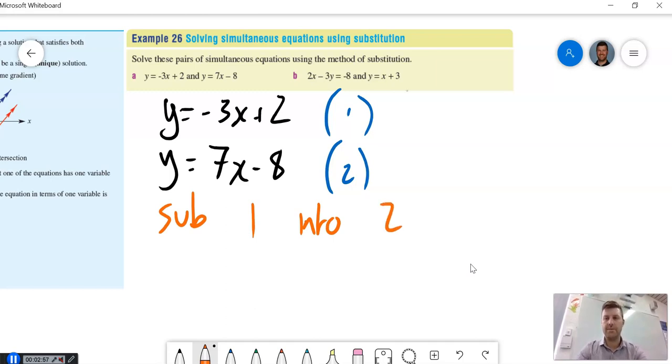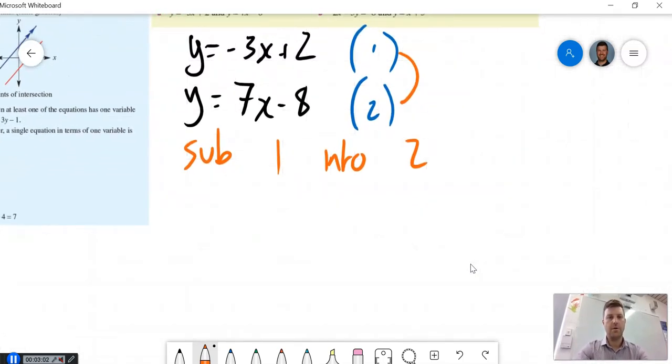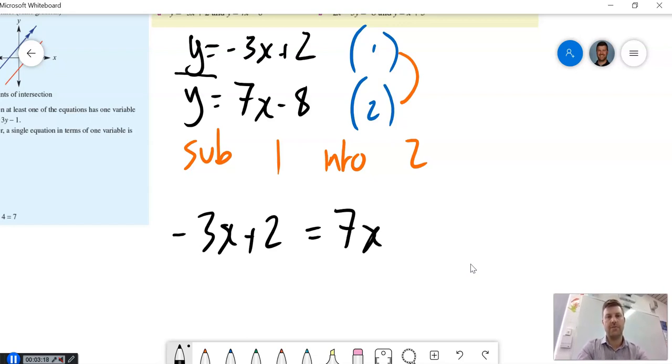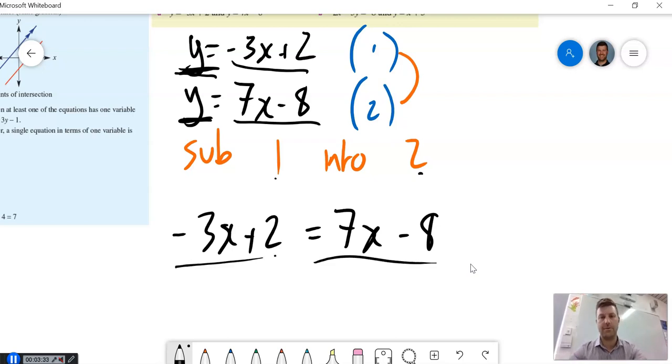So I'm going to rewrite these two equations as one. So how's that going to look? Instead of y, we know that y is also minus 3x plus 2, so I'm going to write minus 3x plus 2, and that's equal to 7x take 8. Okay, I've substituted equation 1 into equation 2 because we know that y is equal to both of those. So both right-hand sides of those equations are equal to each other.